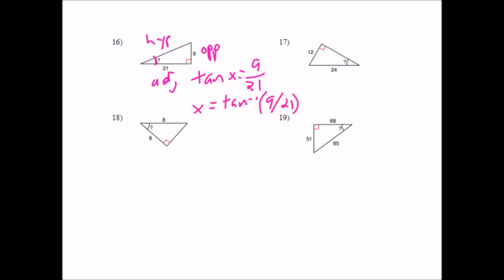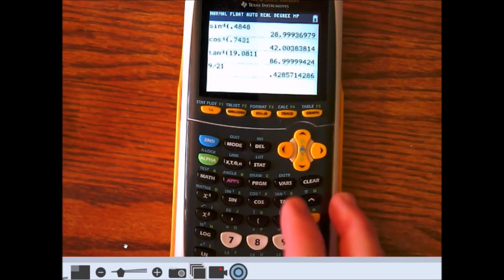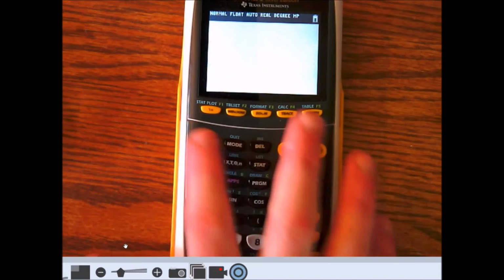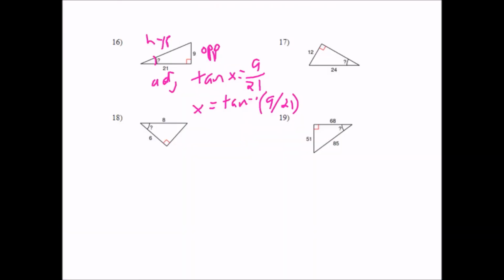So on our calculator, we could find the decimal, 9 divided by 21, and use that, or we could just do inverse tangent of 9 divided by 21. 23 degrees? Does it say? Yeah, 23 degrees.